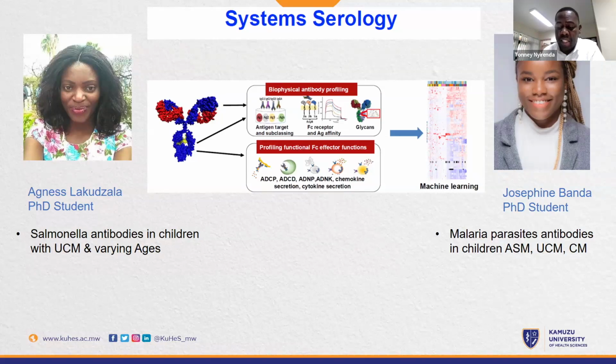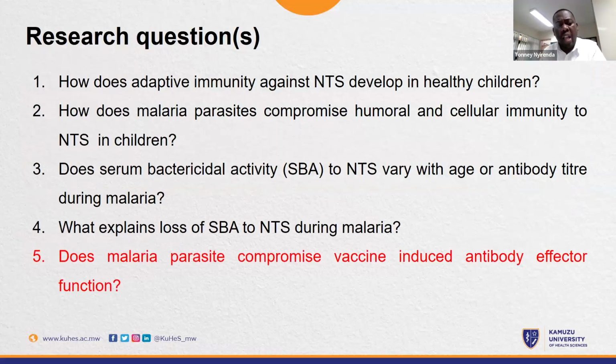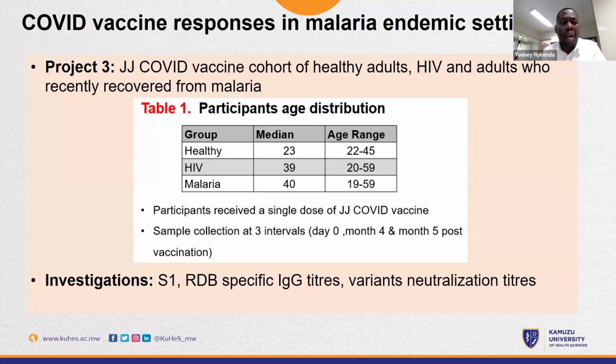They've started already generating results, powerful results that will help to explain most of the things that I have not explained this time around. We also asked, does malaria parasite compromise vaccine-induced antibody effector function? And for this, this is coming from preliminary results that we've just looked at. So we did a cohort study of COVID vaccine. Participants were given the J&J COVID vaccine.